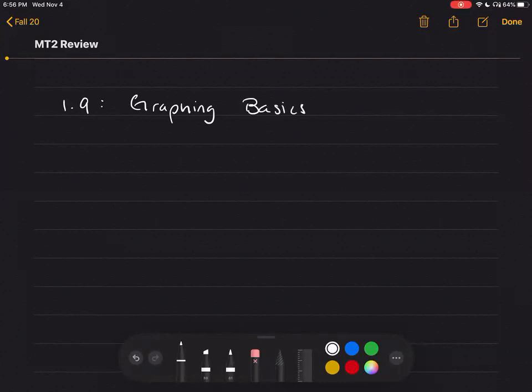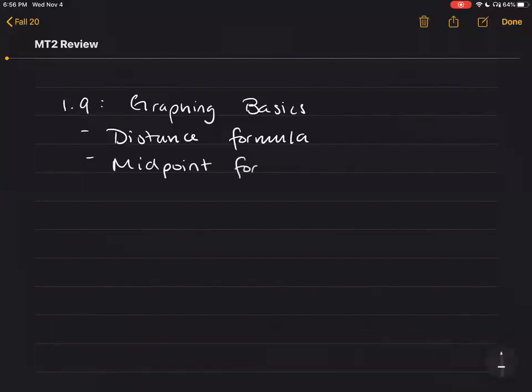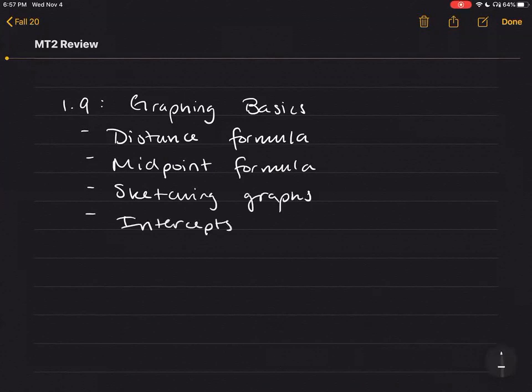And in that section, we covered things like the distance formula and the midpoint formula. We also started looking at how to sketch graphs, and we looked at intercepts and circles, if you remember all the way back. Okay, cool.